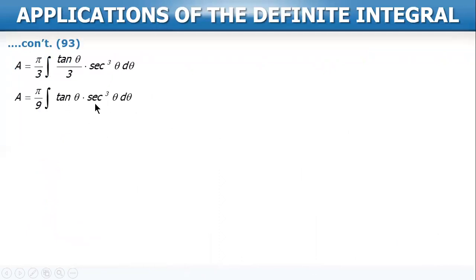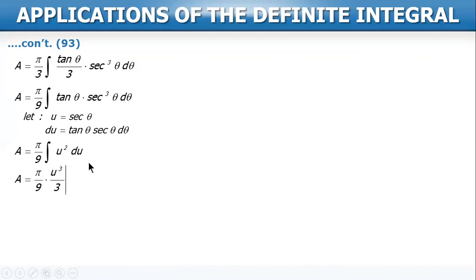And power of tangent, cotangent, secant, cosecant. Let u equal to secant theta, du, tangent theta, secant theta, d theta. So, ang isa ka secant theta ma-include sa du. So, what remains is secant squared. So, we only have u squared du. And then integrate. You replace u by secant.